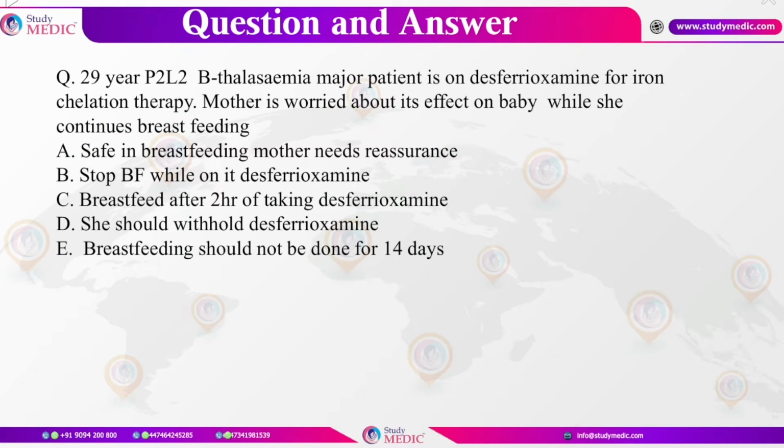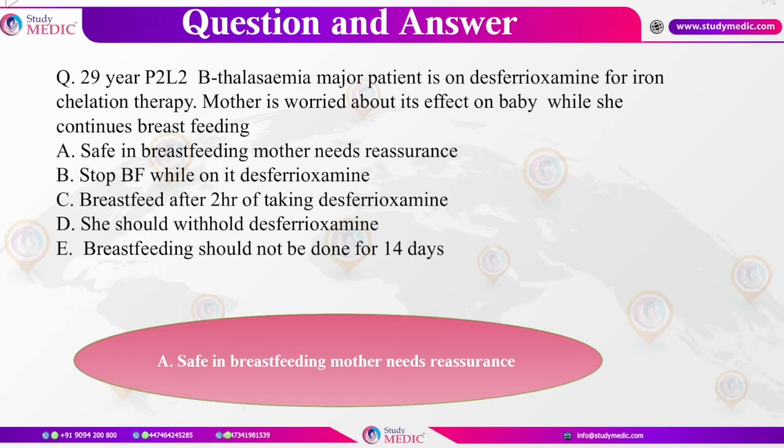Let's come to the question. A 29-year-old para 2 living, beta thalassemia major patient is on the iron chelating agent desferrioxamine for iron chelation therapy. The mother is worried about its effect on the baby while she is continuing breastfeeding. Option A: it is safe in breastfeeding, the mother needs assurance only. Stop breastfeeding while she is on desferrioxamine. Breastfeed after 2 hours of taking the desferrioxamine. She should withhold the desferrioxamine, and breastfeeding should not be done for 14 days. Among these 5, what is the best answer in your mind?